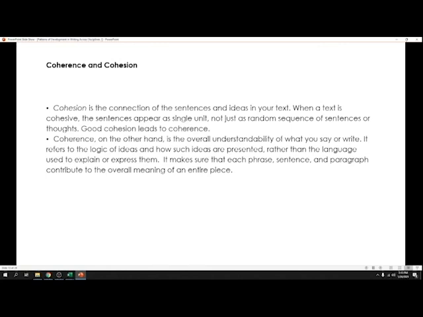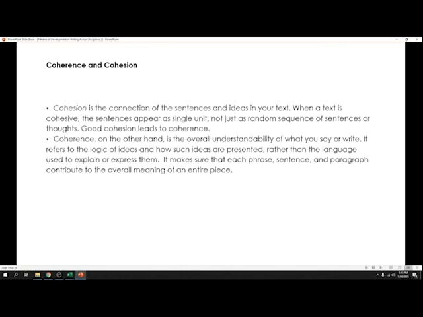So, the second one, we have coherence. So, it is the overall understandability of what you say or write. So, it refers to the logic of ideas and how such ideas are presented rather than the language used to explain or express them. So, it makes sure that each phrase, sentence, and paragraph contribute to the overall meaning of an entire piece.